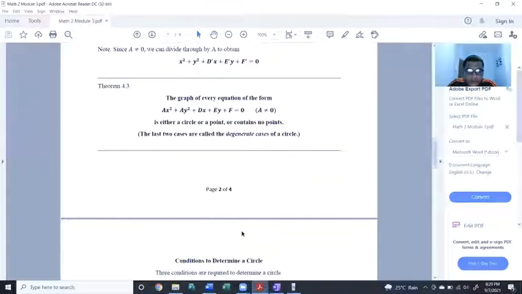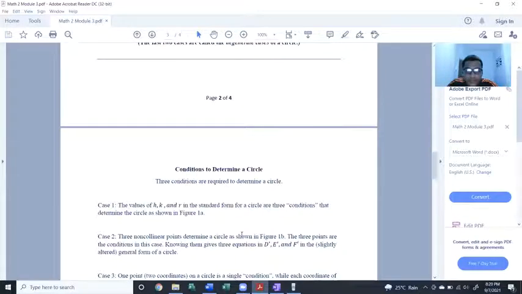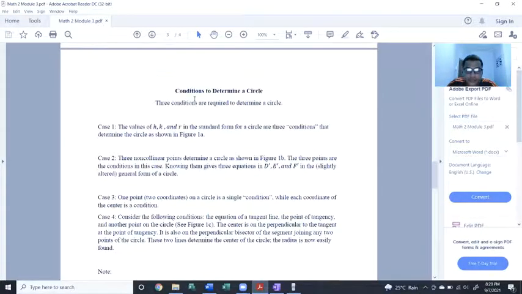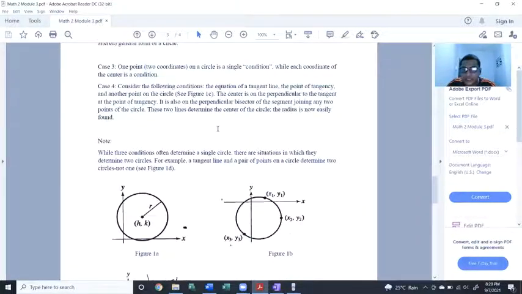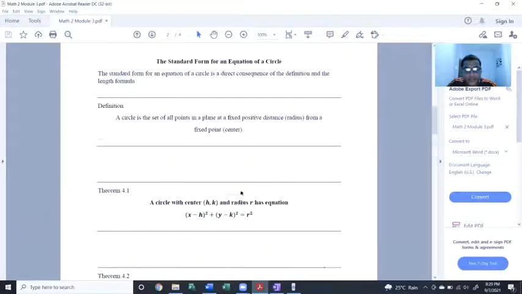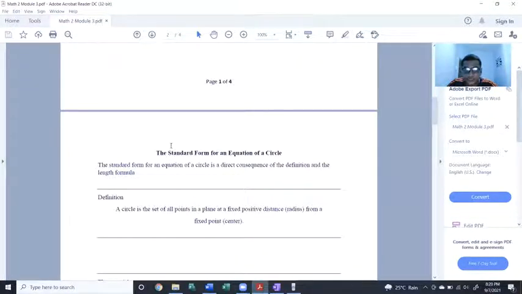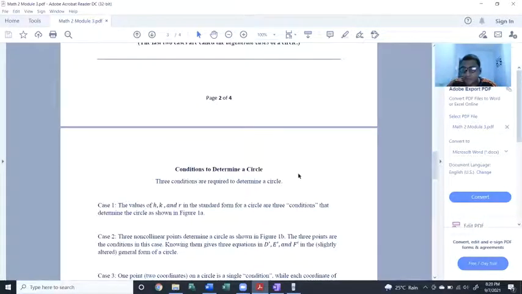Now, this will be our next topic, conditions to determine a circle. Before we proceed to this topic, let's first solve some problems in relation to our first topic, which is the standard and the general form of a circle. Before we discuss our next sample problems, we will discuss the conditions to determine the circle.